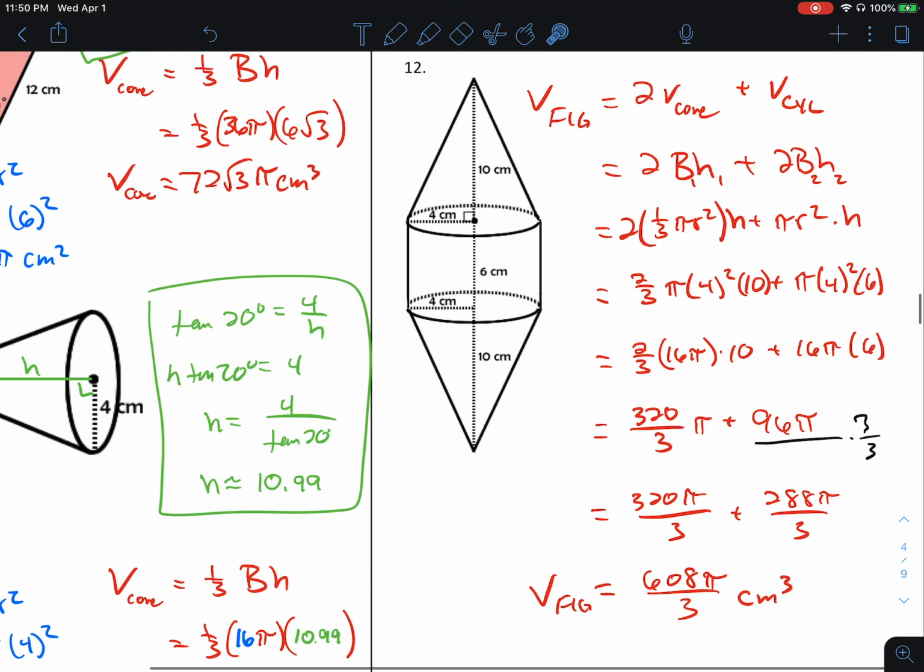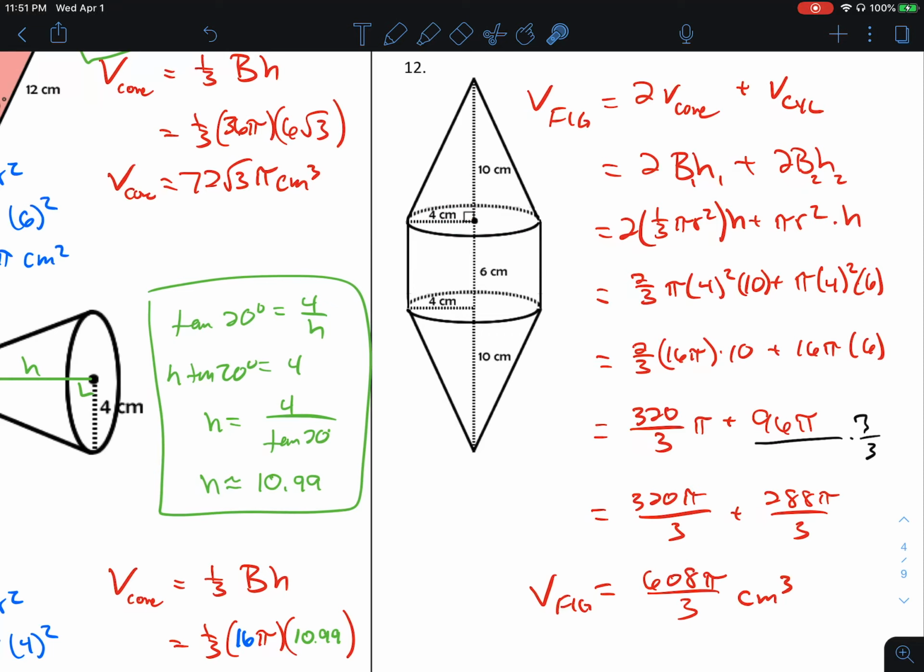Number 12, we got a cone up top and a cone on the bottom. They're the same dimensions. So the volume of the figure is 2 times the volume of one of those cones, plus the volume of the cylinder that's in the middle. One of these cones, remember we're going to double it, that's why this 2 is here. One of these cones is a third of the area of the base times the height.